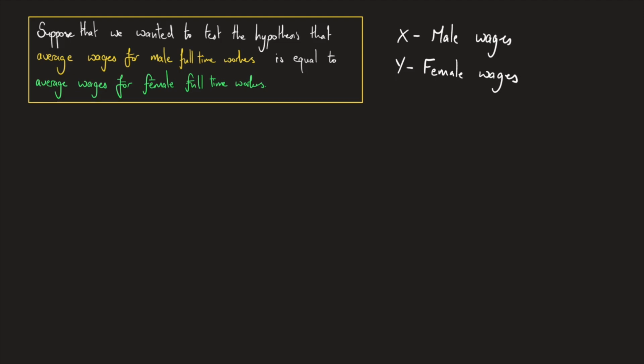Now, if we wanted to test the hypothesis that average male wages was equal to average female wages, that would be equivalent to writing down a null hypothesis that the expected value of X is equal to the expected value of Y, against the alternative hypothesis that the expected value of X is not equal to the expected value of Y. Now, we don't know what E of X or E of Y are, but we can estimate them.